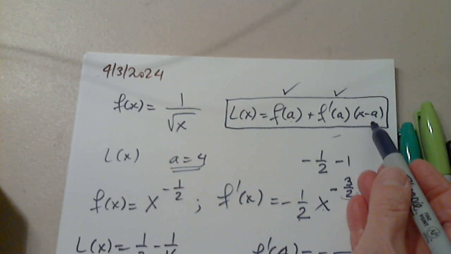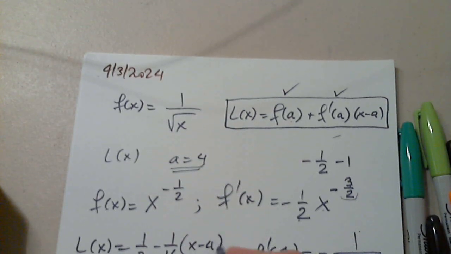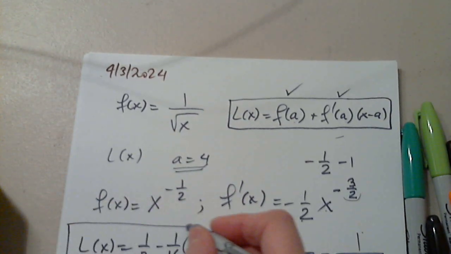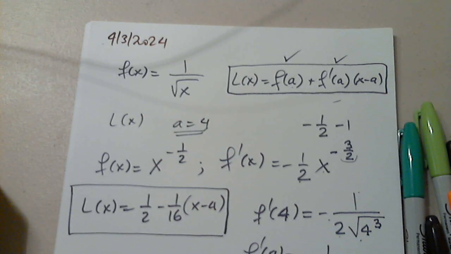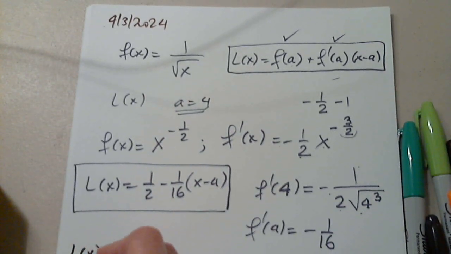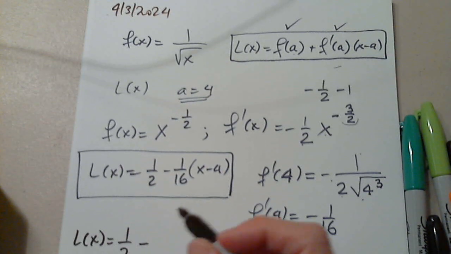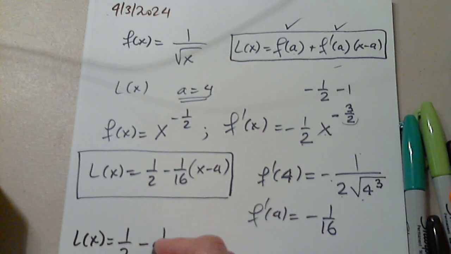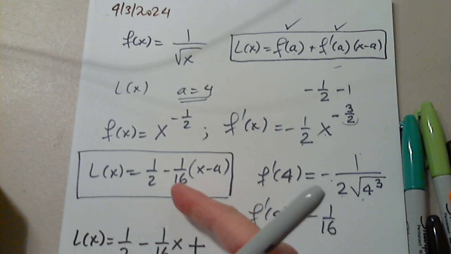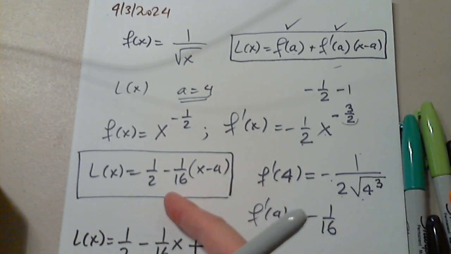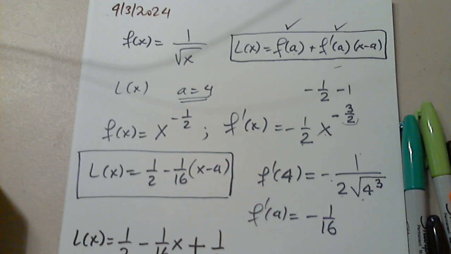Here I don't have to do anything, just plug it in. So I have x minus 4. It's almost done, not quite. I have to distribute and add 1/2. And that will be done. Okay, so L of x equals 1/2 minus 1/16 times x. Negative times negative is positive. 4 over 16 is 1/4. I simplify 4 over 16 into 1/4.